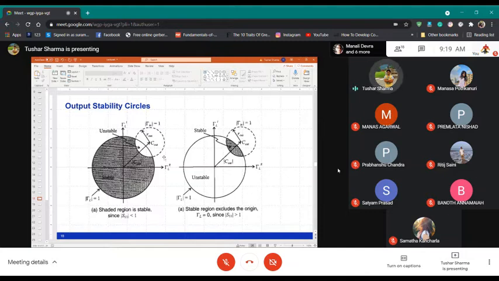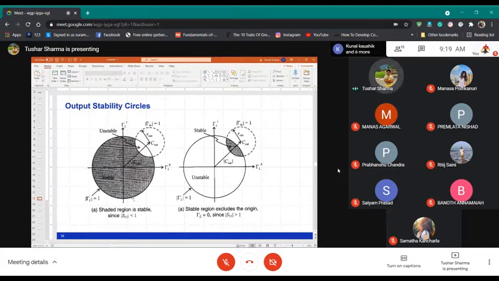Now for the output stability circle, which means you are looking into the gamma L plane, you will check what your S11 is. If your S11 is less than 1, it means the center of my Smith chart is in the stable region. If my S11 is greater than 1, then the center of my chart is in the unstable region, which means the shaded part here is the stable region.